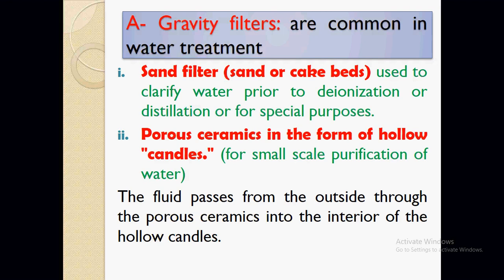We first talk about commercial equipment classified according to driving force. We said that we have gravity filter equipment, which is common in water treatment. Like what do we have as gravity filter equipment? We have sand filter, used to clarify water prior to deionization or distillation or for special purposes. We have porous ceramics in the form of hollow candles for small scale purification of water. The fluid passes from the outside through the porous ceramics into the interior of the hollow candles.